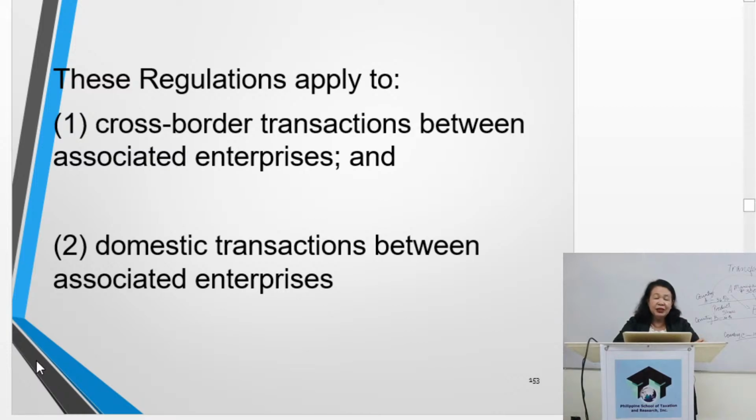Pero alam niyo, since assigned ako sa BIR for 29 years, I do audit work. Ang dami pong issues talaga sa domestic transactions. More so on the cross-border transactions. Mas lalong marami. Kaya, alam niyo, maganda yung audit.